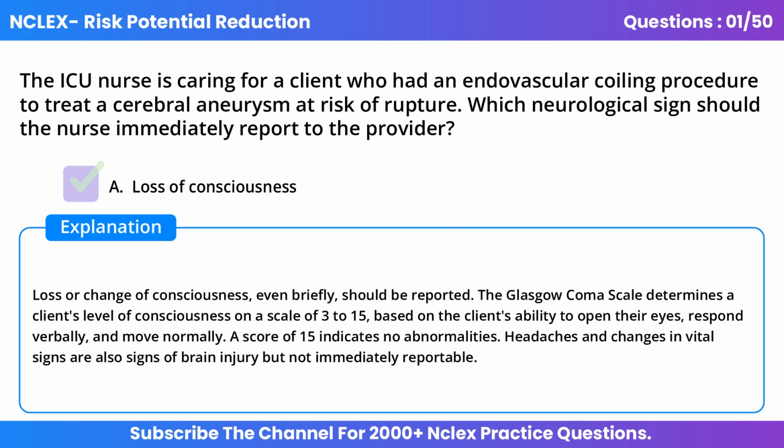Loss or change of consciousness, even briefly, should be reported. The Glasgow Coma Scale determines a client's level of consciousness on a scale of 3 to 15, based on the client's ability to open their eyes, respond verbally, and move normally. A score of 15 indicates no abnormalities. Headaches and changes in vital signs are also signs of brain injury but not immediately reportable.